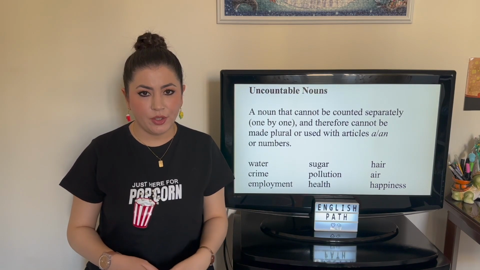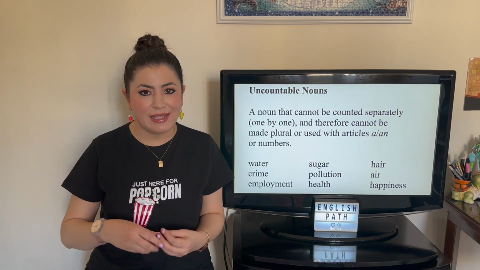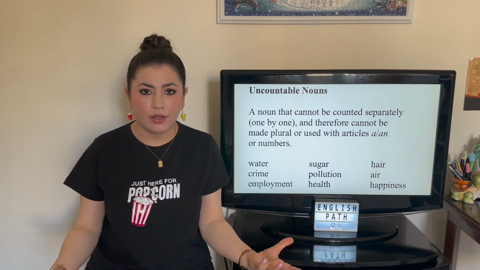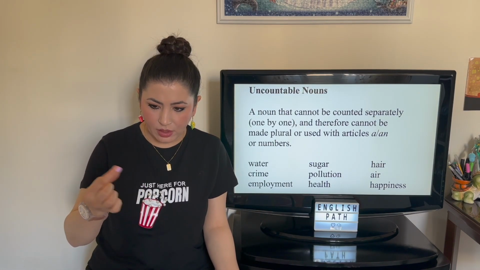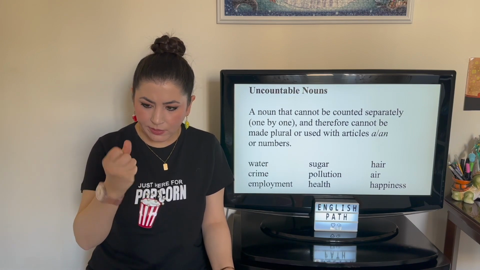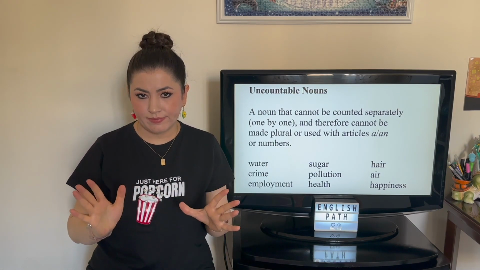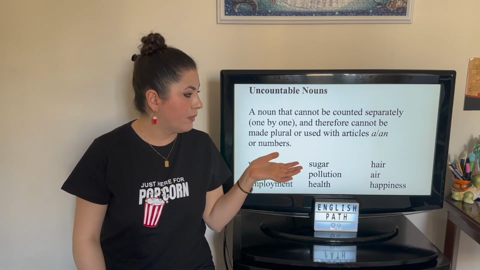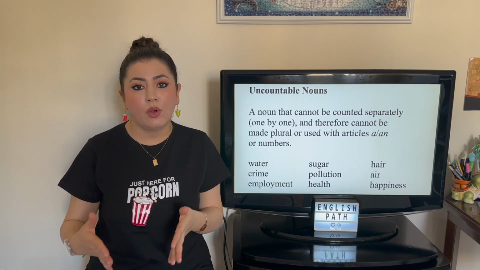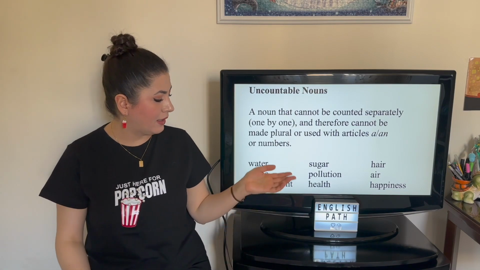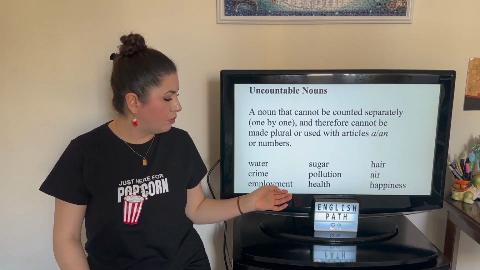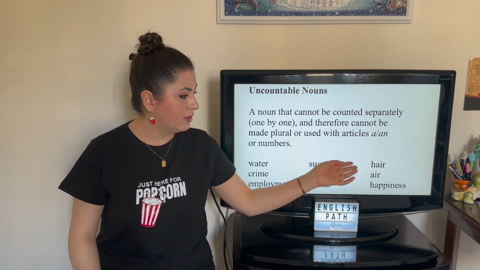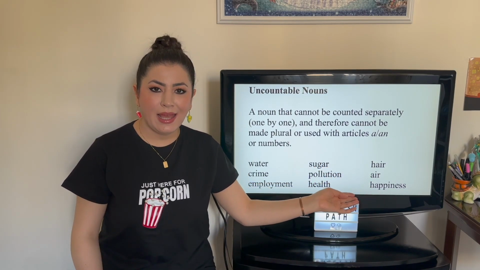Uncountable nouns are those that cannot be counted separately, one by one, like water. You can't say one water, two waters. And therefore they cannot be used plurally or used with articles a or an or numbers, like water, crime, employment, sugar, pollution, health, hair, air, happiness.